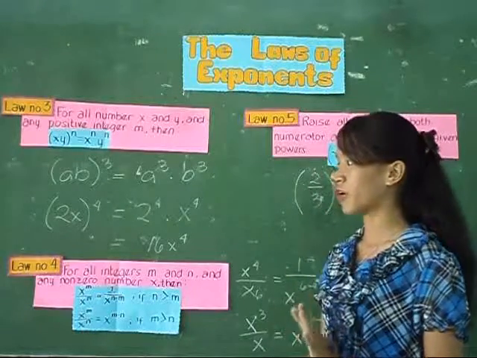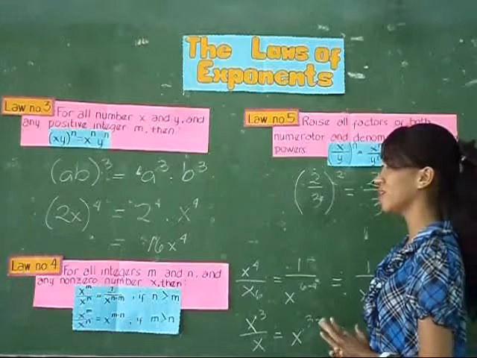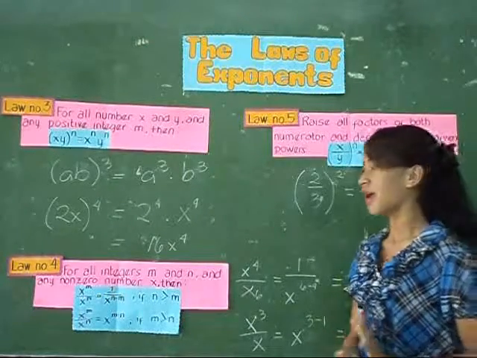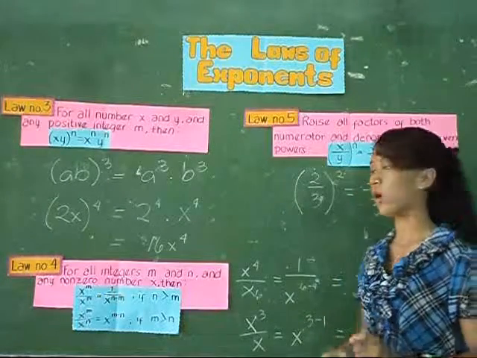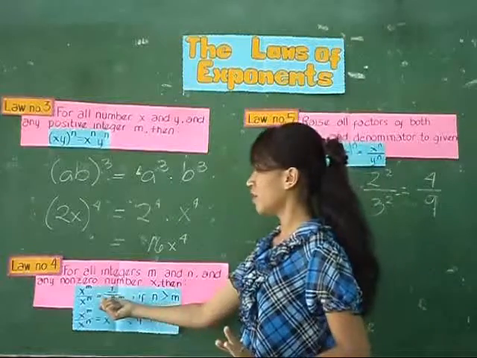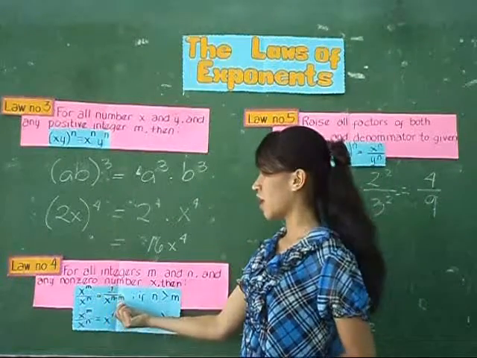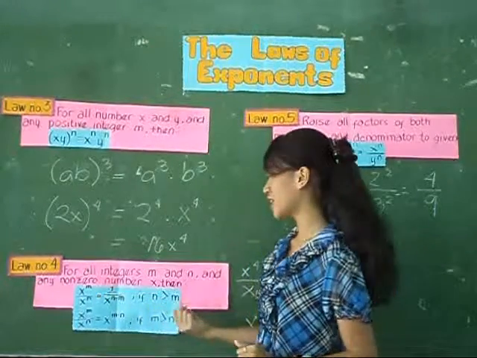We have the fourth law. For all integers m and n and any non-zero number x, x to the power of m over x to the power of n is equal to 1 over x to the power of n minus m, if n is greater than m.